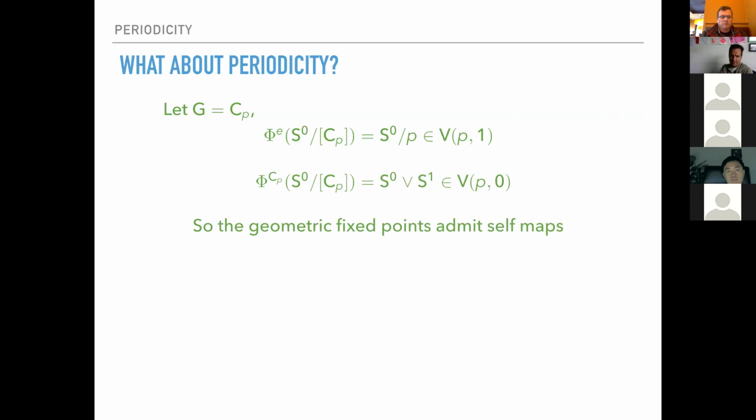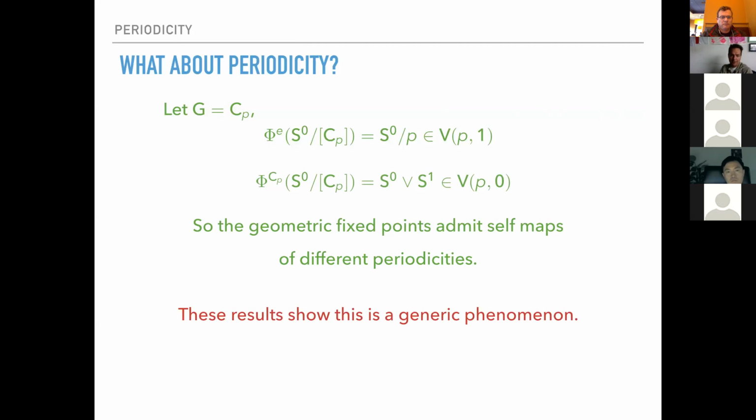So the geometric fixed points admit self-maps of different periodicities. So our results about this, or this classification result, show that this is a generic phenomenon. Such examples are in abundance.